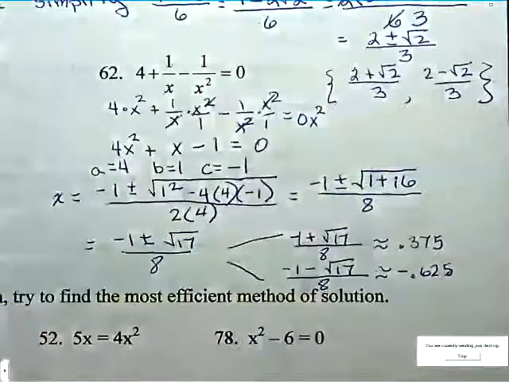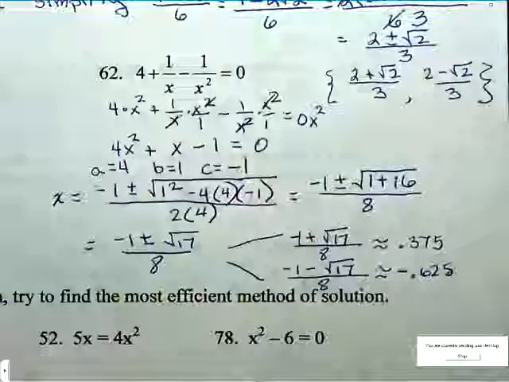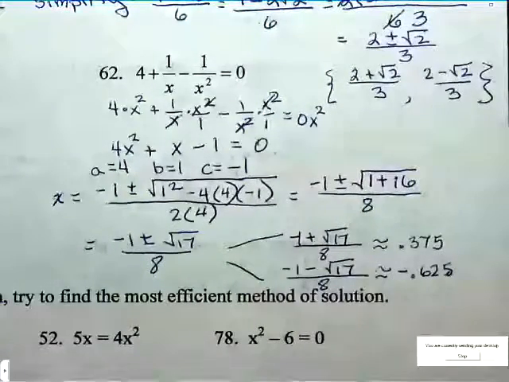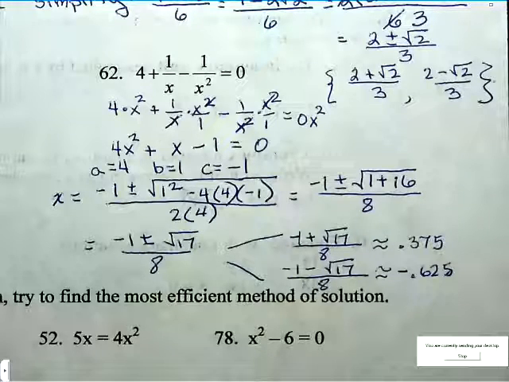The only time that you have to give a decimal approximation is when you're doing a word problem where a decimal makes more sense. If I said, when is the ball 10 feet high, then -1 plus or minus square root of 17 over 8 doesn't make a lot of sense. Whereas, about 1/3 of a minute, that makes sense. All right.